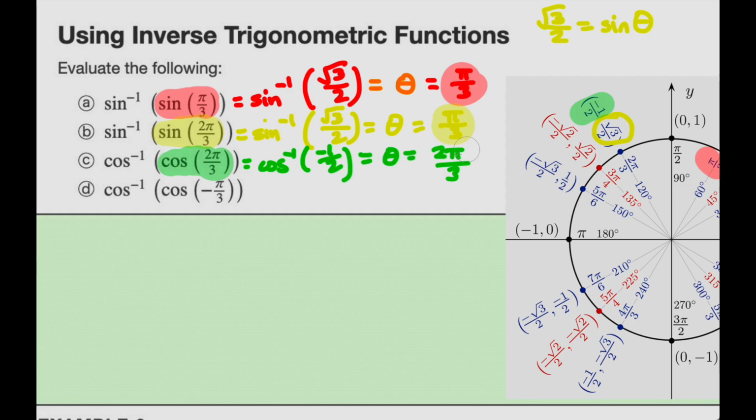Now again, this works out where I could have just done this and this, because this is actually in the quadrant that it's supposed to be in, because 2 pi over 3 is in quadrant 2, which we can use for inverse cosine. So that's why that works for that. But again, you can't always do that, as evidenced by part B.